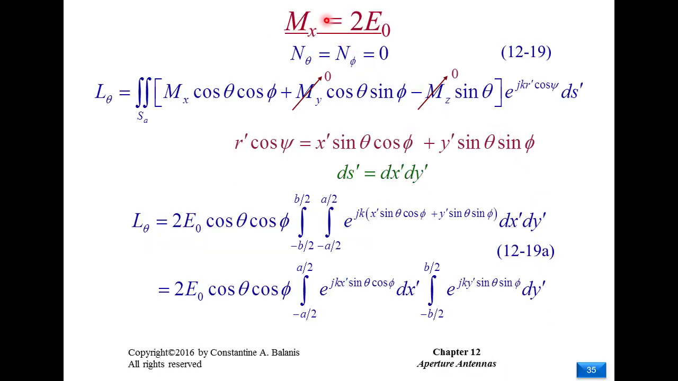So the magnetic surface current is twice E naught. It is in the X direction. And now we don't have J, of course, because it's a grounded plane. So even if there is some source for electric surface current, it will be zero because of the image theory. So now we need to calculate L theta.